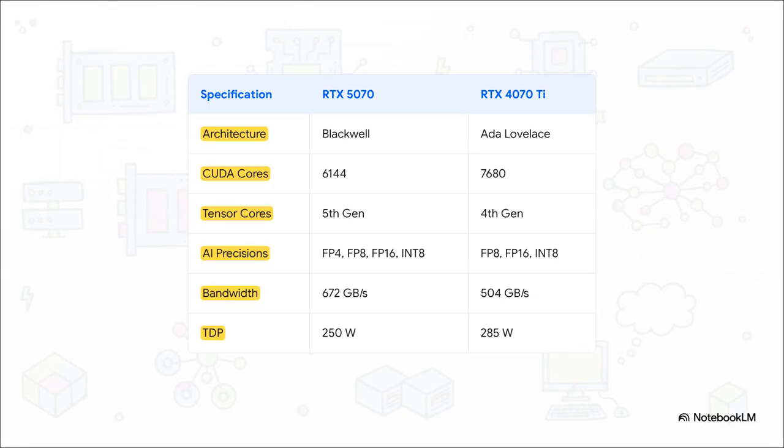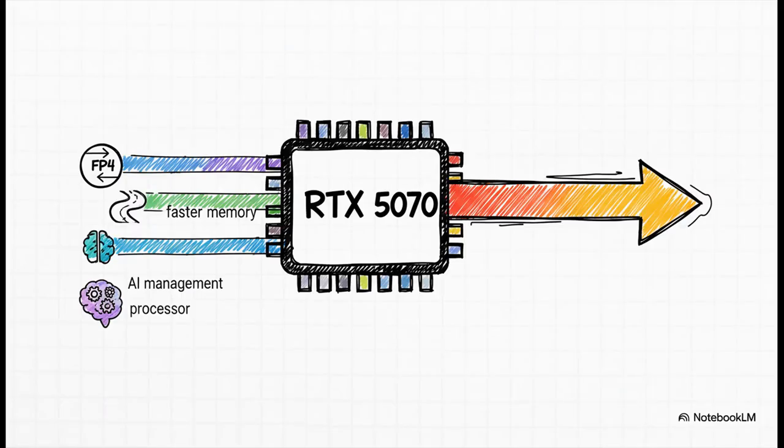Now, when you lay it all out side by side like this, you can really see the story taking shape. Yeah, sure, the 4070 Ti has more raw CUDA cores, but look what the 5070 brings to the fight. Those 5th-gen tensor cores that support FP4, way more memory bandwidth, and it does all of this while actually drawing less power. It's that classic story, right? Quality over quantity? So what's the big takeaway from our source material? It's that the RTX 5070's combination of FP4 support, a much faster memory system, and that dedicated AI management chip makes it a clear and logical generational step forward, especially for anyone who's really looking to push the limits of what local AI can do.